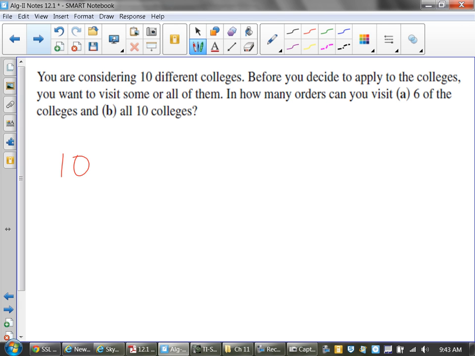There's 10 colleges. You're looking to go to 6 of them. Just put it in your calculator. Sorry, I was overthinking it myself. But you just put it in your calculator: how many different ways can you go? A lot. Big number.